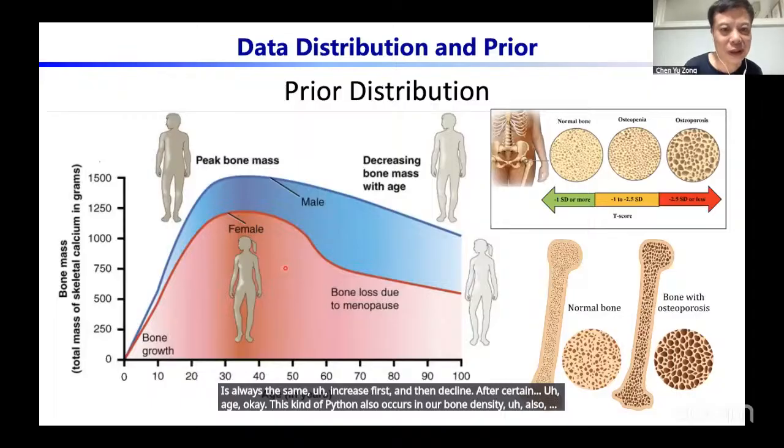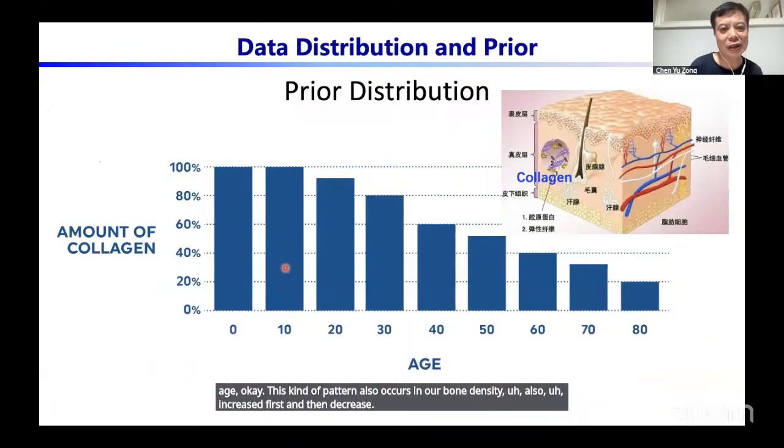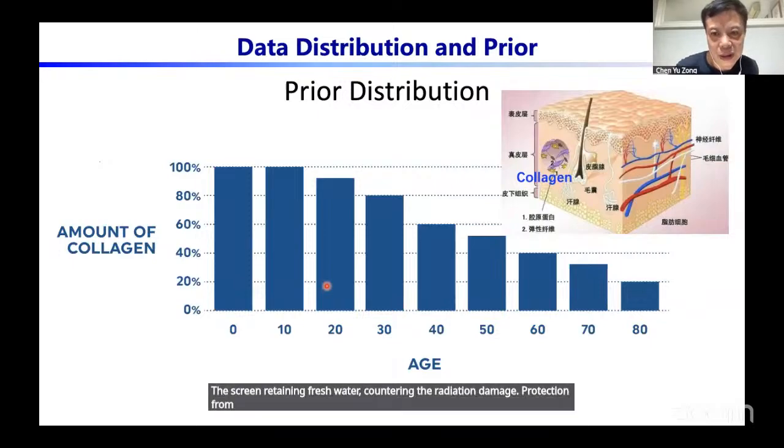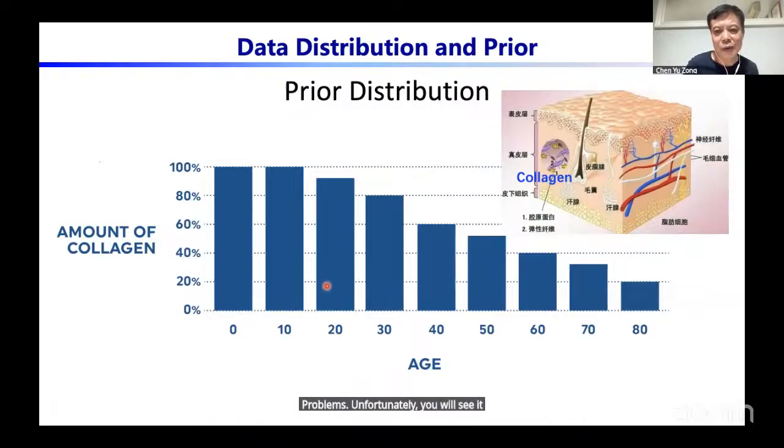Also increase first and then decrease. So you can see the trend. Okay, and this is also the collagen in our skin. Collagen being a protein, very important for maintaining the health condition of our skin, retaining fresh water, countering the radiation damage, protection from other disease problems. Unfortunately, you see it is almost a linear declining pattern of the collagen.